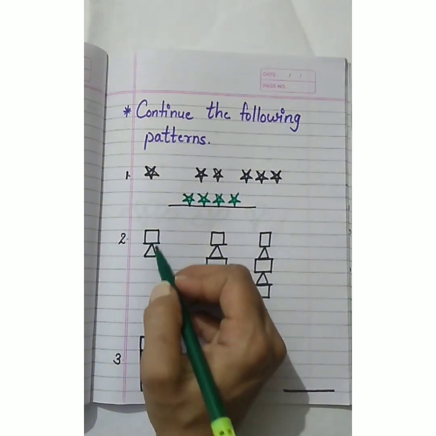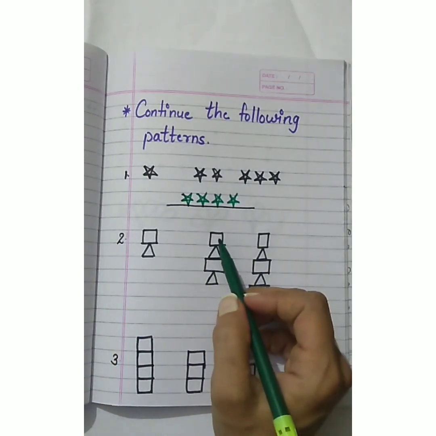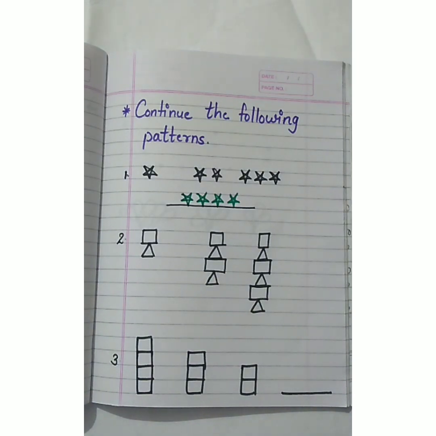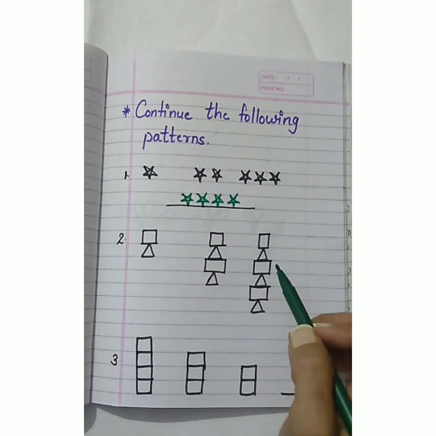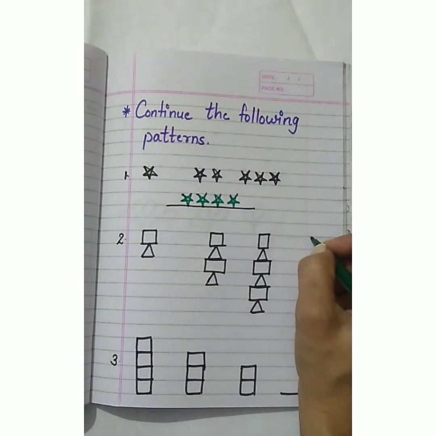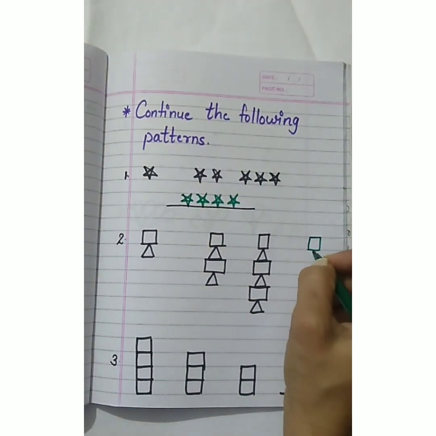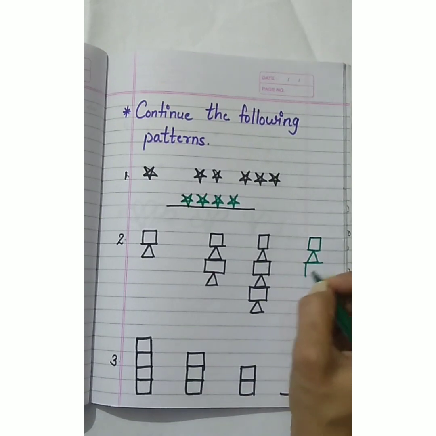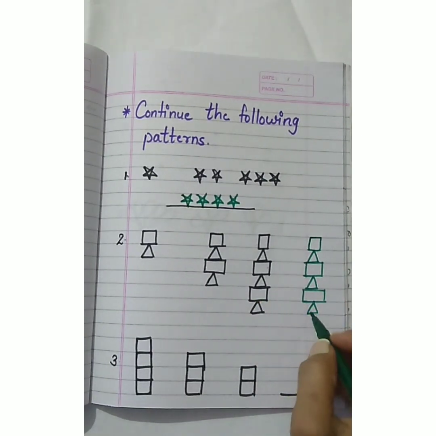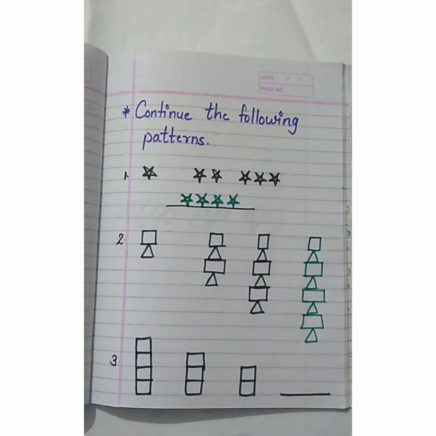Now here a square and a triangle. A square, a triangle, a square, a triangle. It means it increased by 1 pattern. Then square, triangle, square, triangle, square, triangle. So now what will come next? Square, triangle, square, triangle, square, triangle. The same, and again it will increase by one more figure. So a square and a triangle.